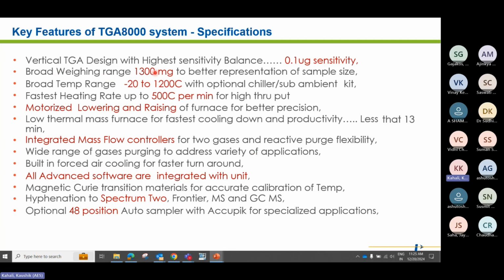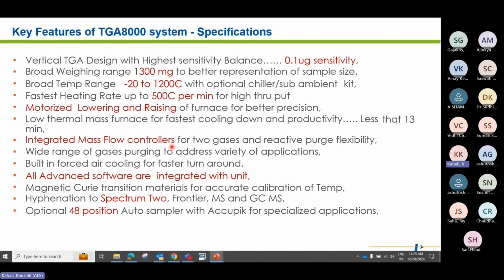So this system is capable of that. Also a broad weight range, that is 1300 mg, or 1.3 gram, is the maximum balance capacity for better representation of sample size. But we usually recommend the sample weight to be taken between 5 to 10 mg, because you don't know whether there will be any flotation or any kind of spillage from the sample or not.